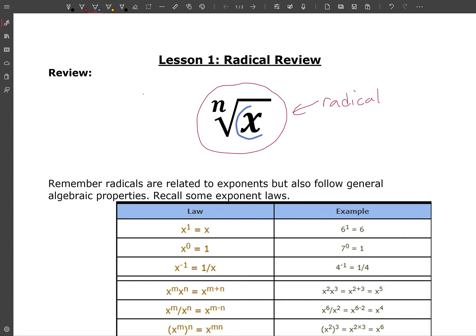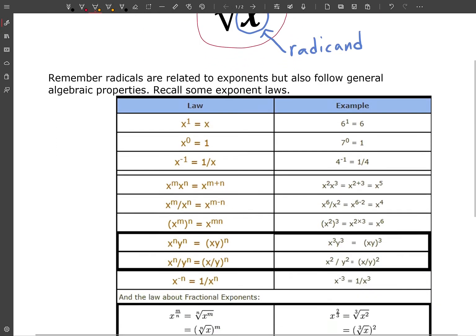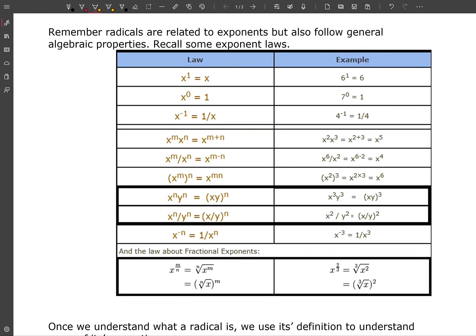But the thing under the radical, that is called the radicand. The number over here is called the index. What kind of radical we're dealing with. All right, similar to the idea of an exponent. So just remember all of your exponent laws. Those are no different than the ones you covered in 10C. Review them, make sure you're familiar with them.